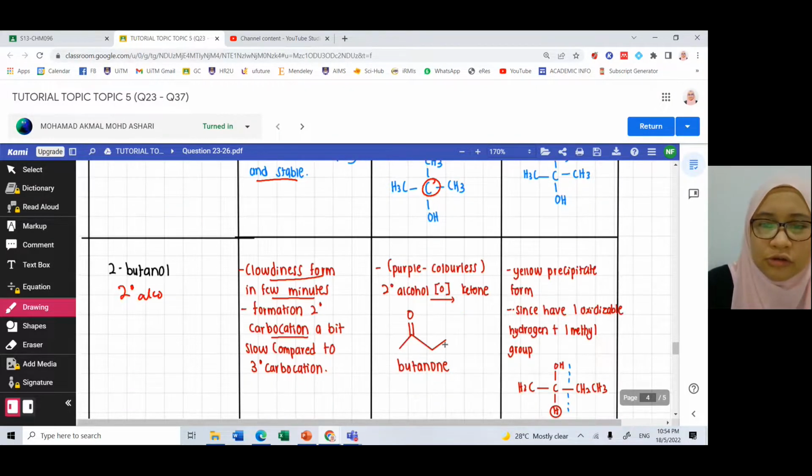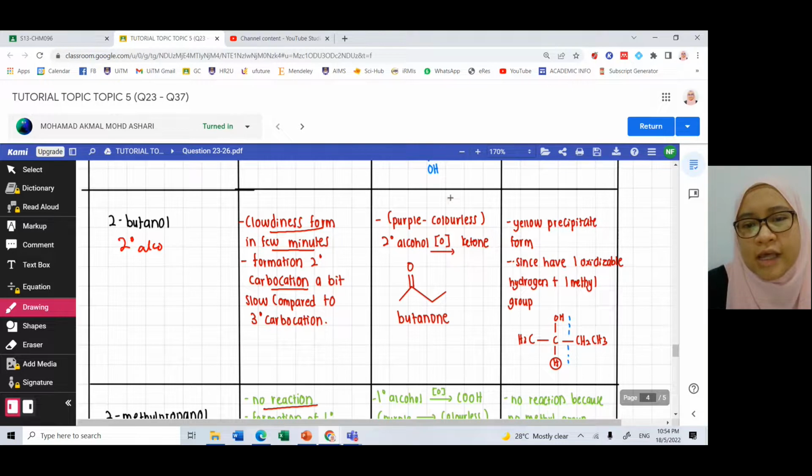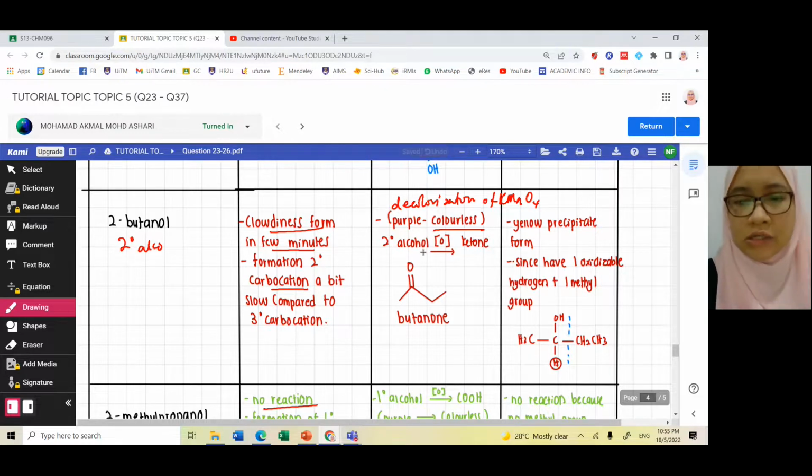How about 2-butanol? For 2-butanol, the purple color will change to colorless. You have to say decolorization of KMnO4, please be specific: decolorization of KMnO4 from purple to colorless solution. So basically, the secondary alcohol will undergo oxidation to form ketone, right? Okay, how about primary alcohol?